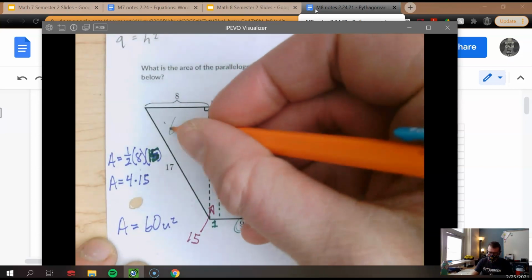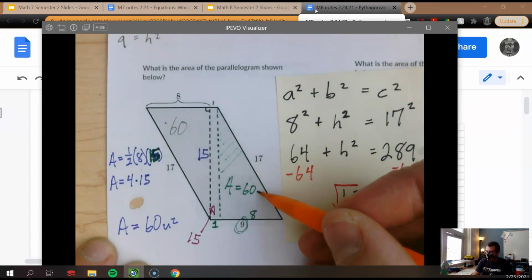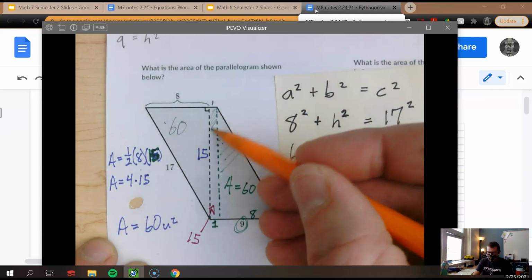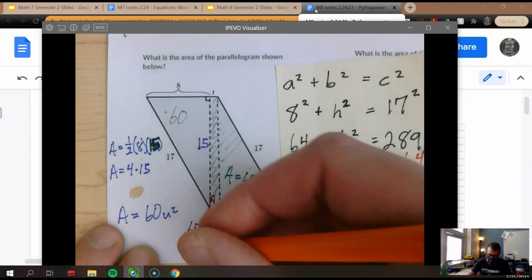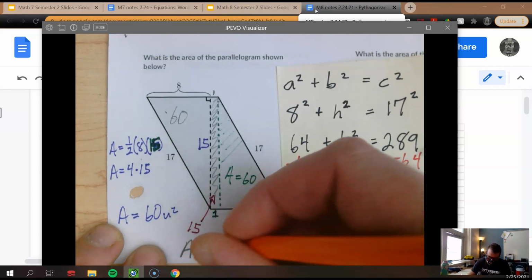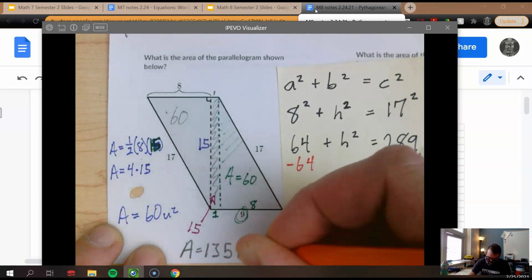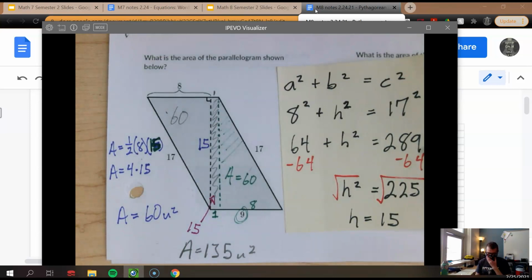So if this is 60, and this is 60, and this space is 15, because it's 1 times 15, what's our total area? 135. Aha, units squared. Questions? Have you done the next one?